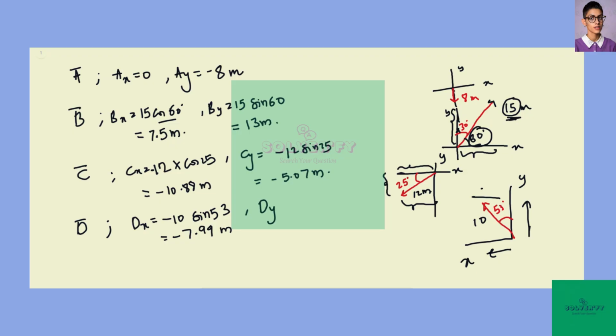Whereas the y component of D would be 10 multiplied by cos 53 degrees, hence 10 cos 53, and it is positive, so we don't add any minus signs there, and this turns out to be 6.02 meters.